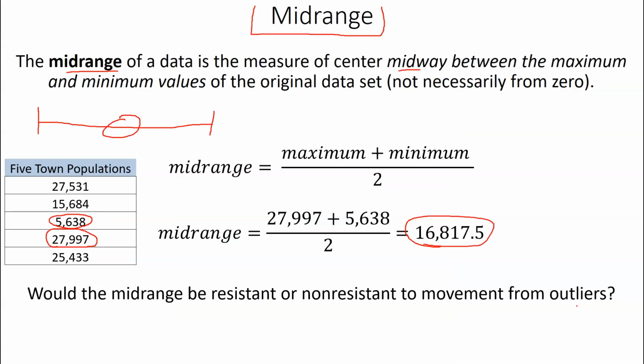Oops, I'll go back. And the answer is this one will be moved. It'll be non-resistant to outliers because an outlier is going to end up either being a really big or a really small number because it's far away from the data. And if it's really big or really small, it's going to pull that mid-range a long way. So if it's really big, it's going to pull it way over here. If it's really small, it's going to pull it way over here. So this one would be non-resistant to movement from outliers.